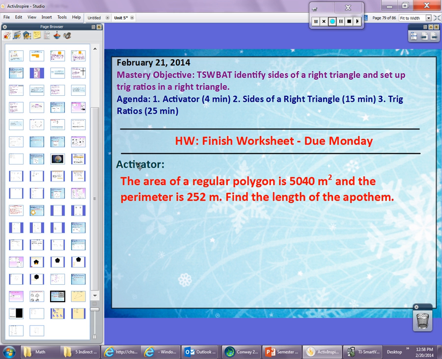Your activator today, you should have one more space left over on that warm-up sheet that we used over the last couple of weeks. I'd like you to work backwards to solve for the apothem: the area of a regular polygon is 5,040 meters squared, and the perimeter is 252 meters. I want you to find the length of the apothem. Again, the formula you're going to want to use is area equals 1/2 the apothem times the perimeter. If you would like to pause the video at this moment so that you can solve this problem, please go ahead and pause the video now.